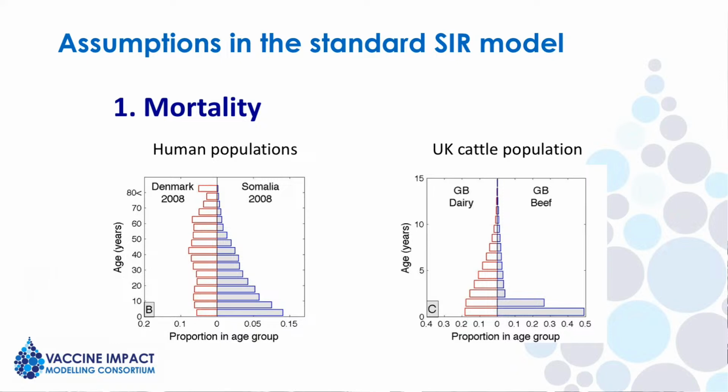So firstly, mortality. We might have differing assumptions around mortality per age group, and that might affect things like what we might expect to see in the age structure of the population. So if we look at these age population pyramids, you can see that the shape of them differs between these different populations and these different times. This might be important to capture in your model.